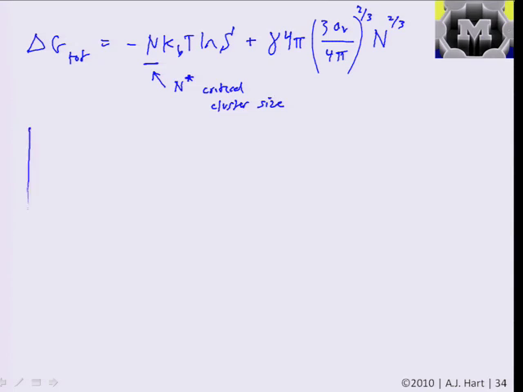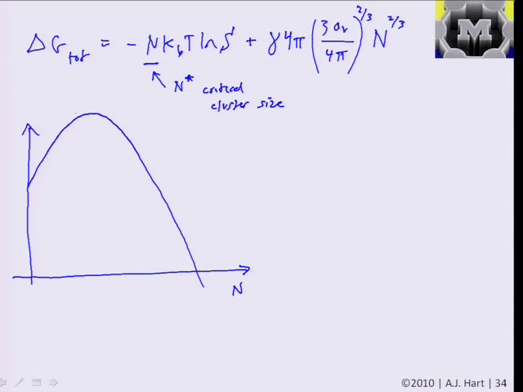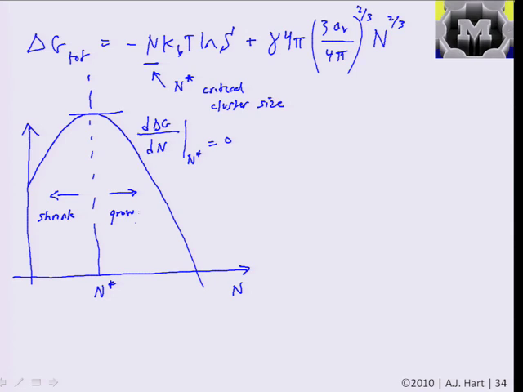And for example, if we plotted this expression delta G versus n, we would see that, like we had for melting in a way, it's a parabola with a maximum point where the first derivative of delta G with n, the number of atoms in the system, is equal to 0. And that means that if we have a cluster that's smaller than our critical size n star, it is going to shrink. And if we have a cluster that's bigger than our size n star, it is going to grow.